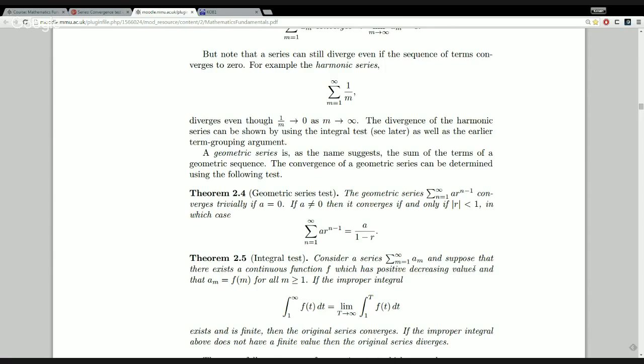So in this case, in the R is -1 case, we say the partial sums alternate between A and 0. So it's not a convergent sequence of partial sums, so therefore the series is not convergent.